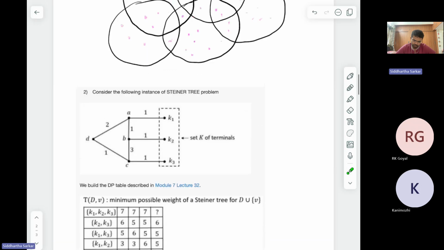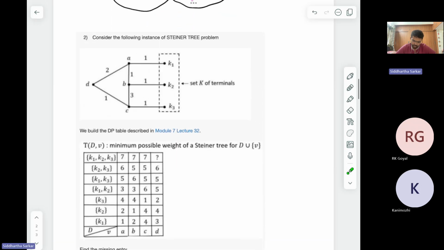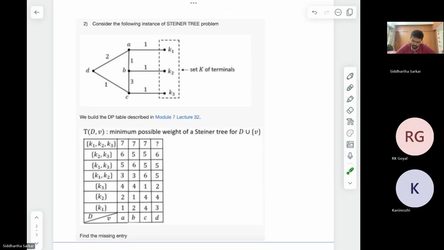All right. So, this is question number 2. I will define what a Steiner tree is. You can look at the question and read it, and by that time I will define what a Steiner tree is for you. Let me give an example first. I'll define it with an example.